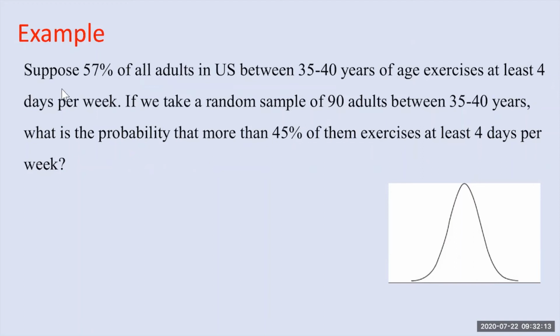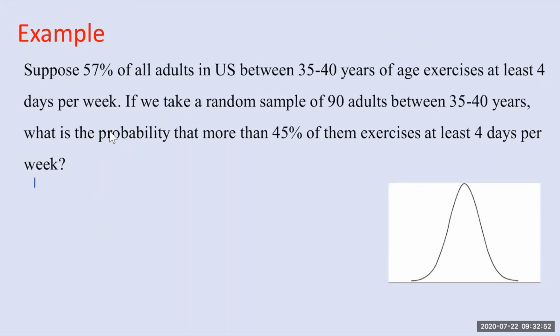Example: suppose 57% of all adults in the US between the ages of 35 and 40 exercise at least 4 days per week. So here we are checking the proportion of the population aged 35 to 40 who exercise at least 4 days per week. The general information about the population is that 57% of them exercise at least 4 days per week. So that is your p value, the proportion of the population.